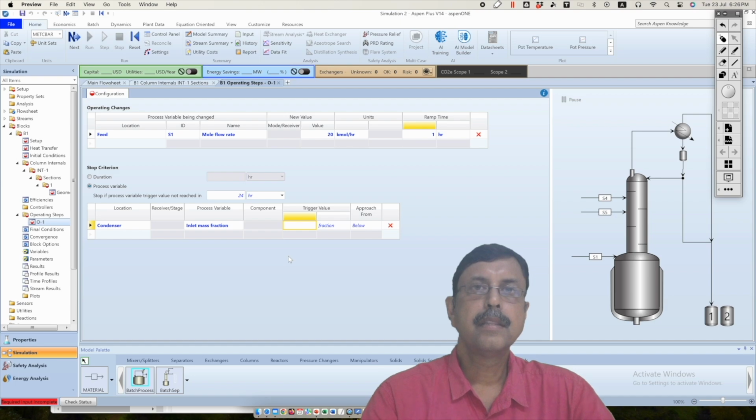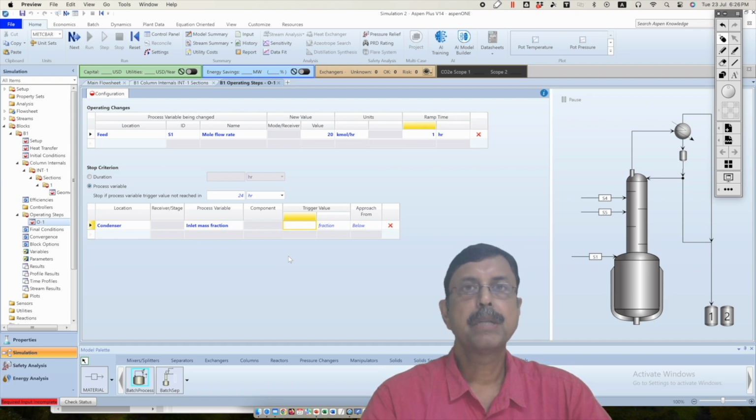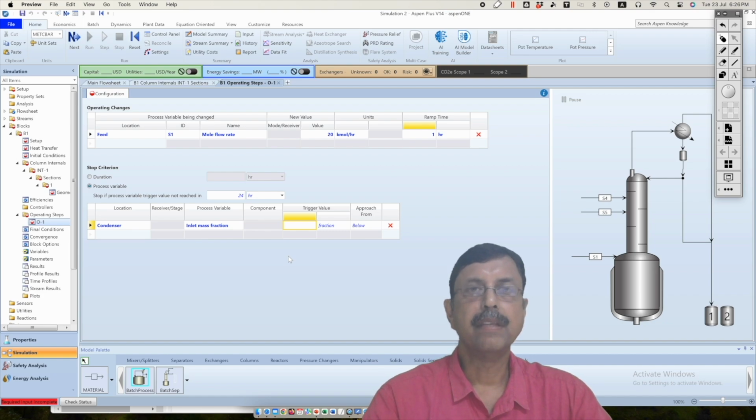So overall, this is how the specification for a batch separation process can be given. Now we shall solve a problem to understand it better.